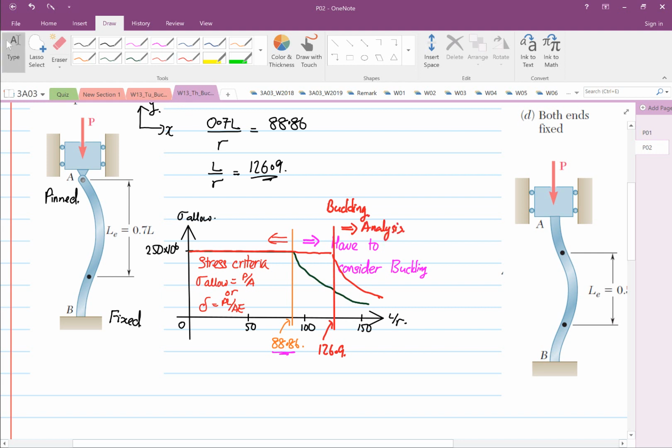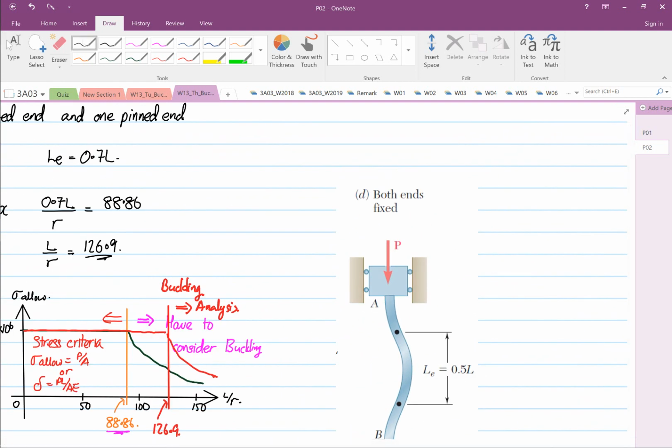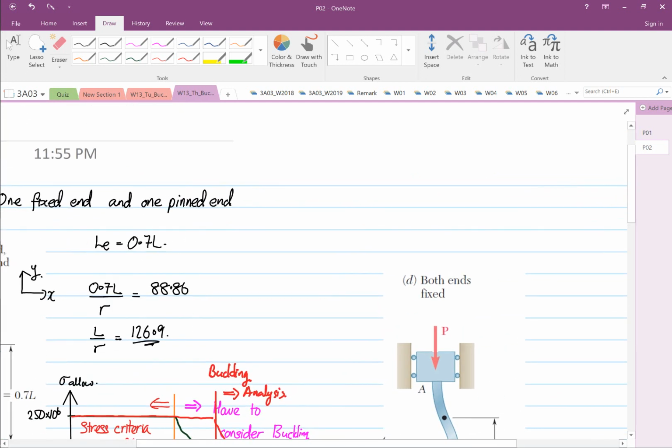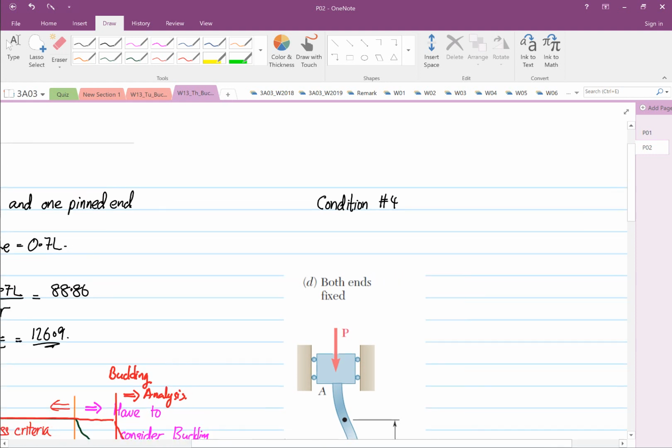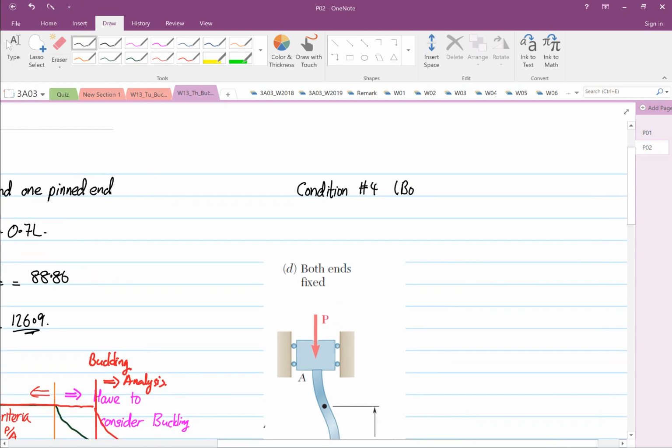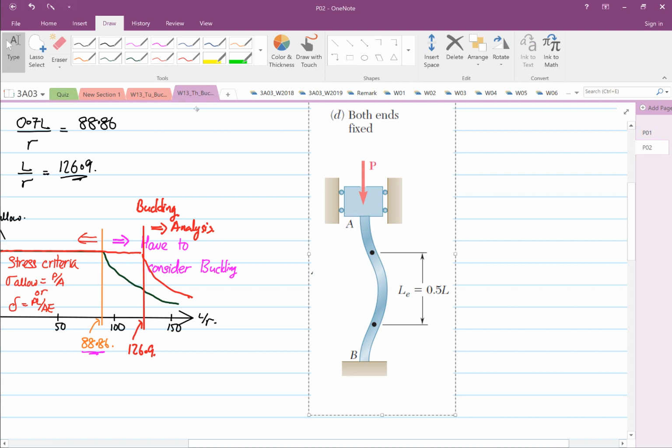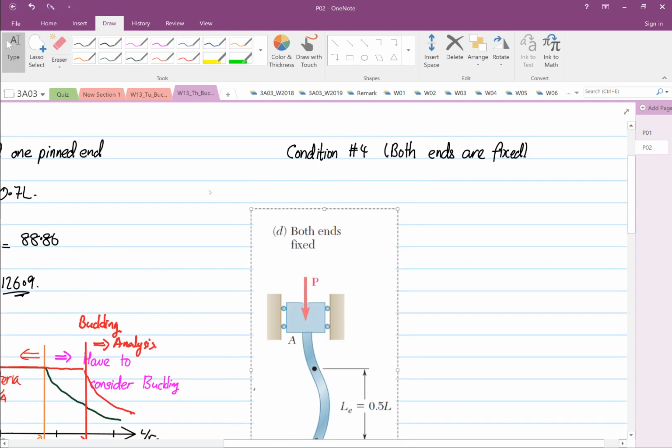Okay, and the last condition, which is what you see over here. So condition number 4. Right, where both ends are fixed. Now this is a bit confusing. Okay, this is a bit confusing over here.